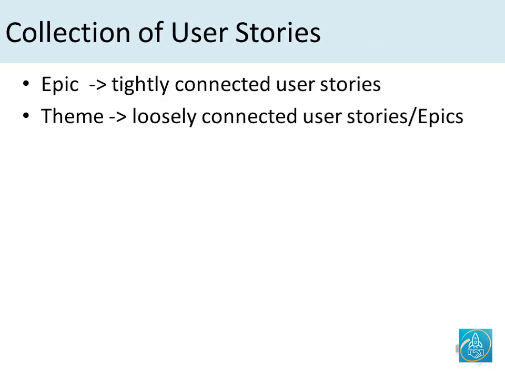User stories can be grouped together in a couple of ways. The first one is epic, and this is a tightly connected set of user stories. Think of it as an example where a user might want to go through the experience of buying something online, and there could be different user stories.